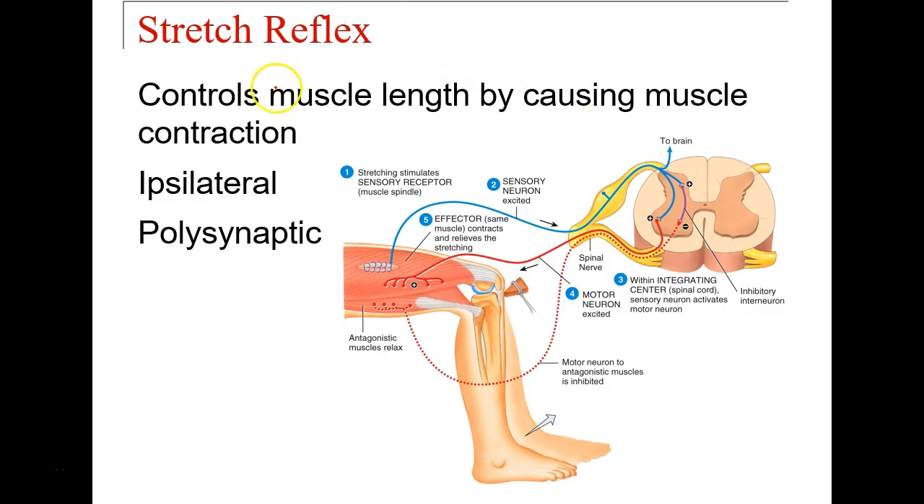So first off, stretch reflex. We are controlling muscle length by causing muscle contraction. So if we stretch this patellar ligament, we sense an overstretch of the muscle. So to avoid injury, we will contract the quadriceps, and this is where we get the reflex. Contracting that quadriceps causes extension of the leg, showing that the reflex is intact.